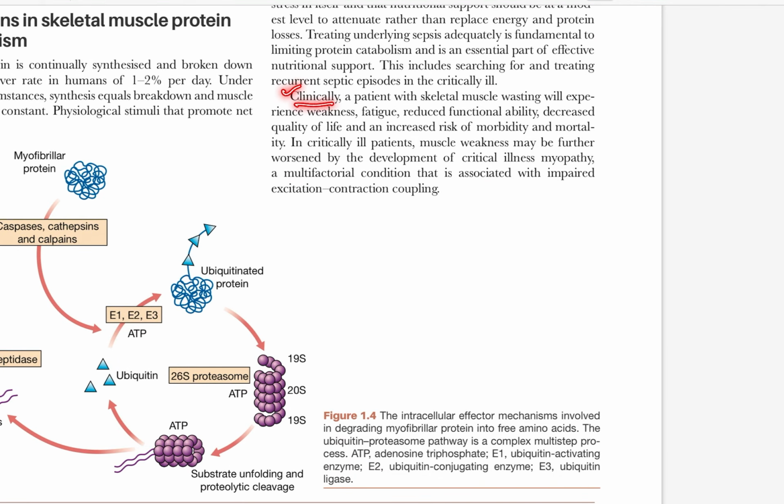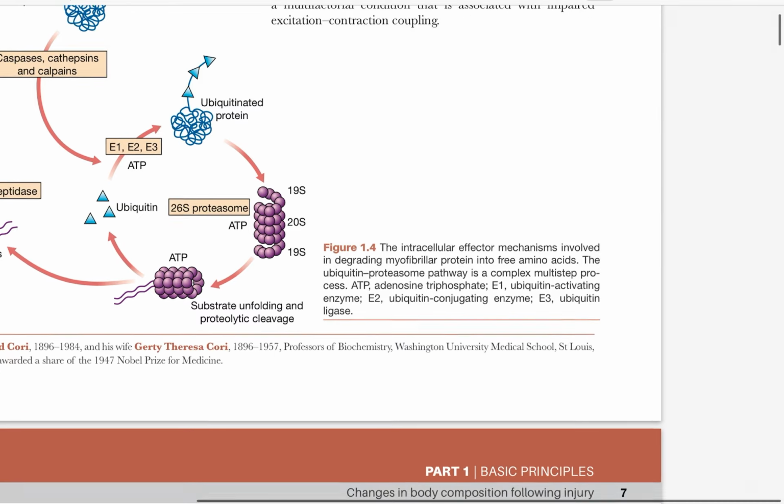Now, clinically, a patient with skeletal muscle wasting will experience weakness, fatigue, reduced functional ability, decreased quality of life, and increased risk of morbidity and mortality. In critically ill patients, muscle weakness may be further worsened by the development of critical illness myopathy, a multifactorial condition that is associated with impaired excitation contraction coupling.